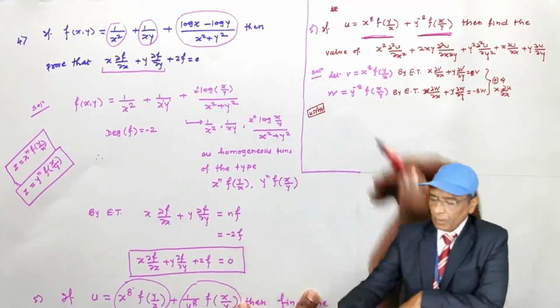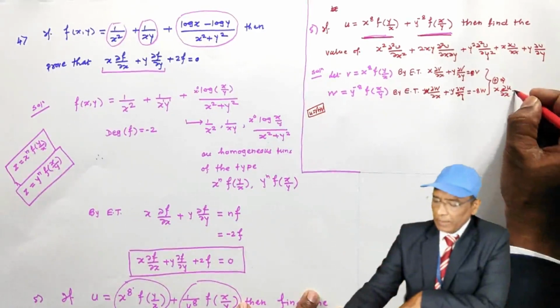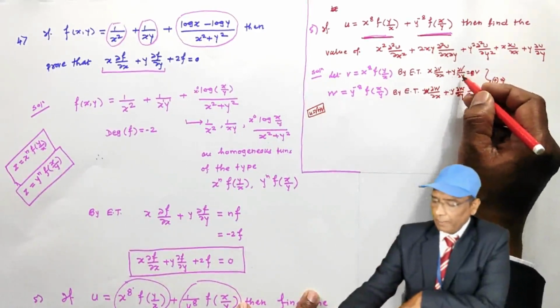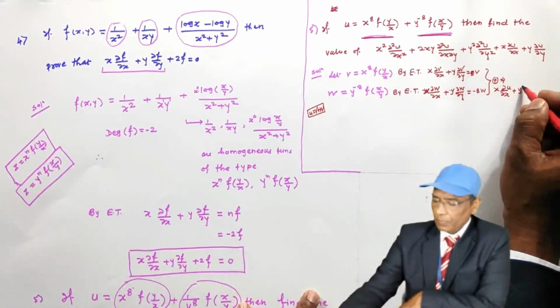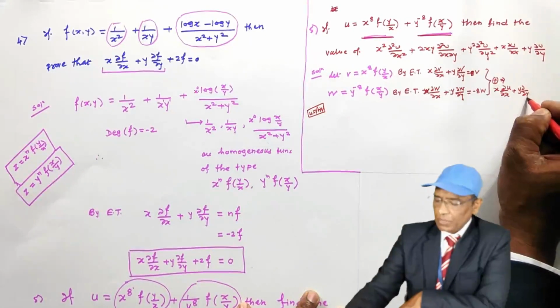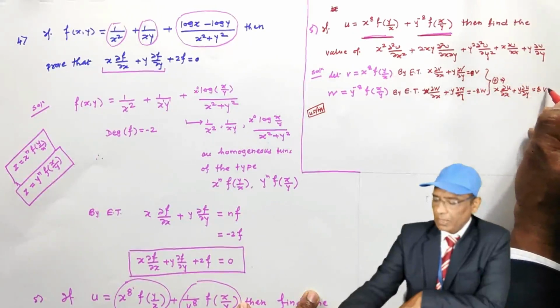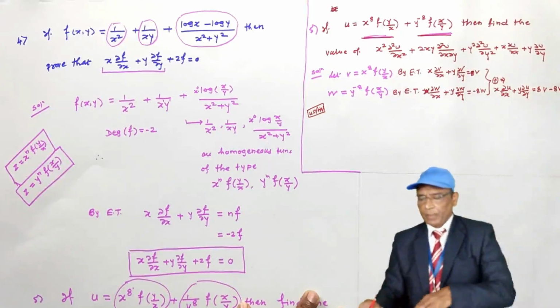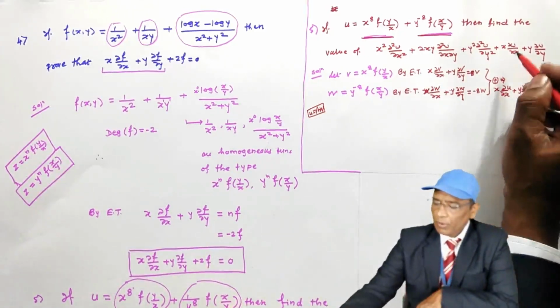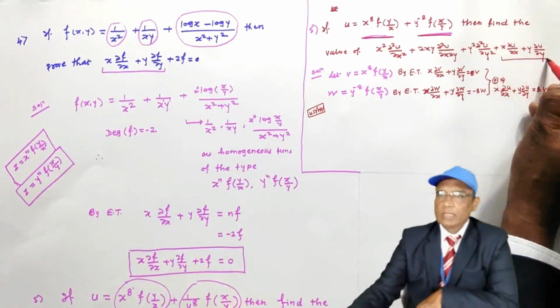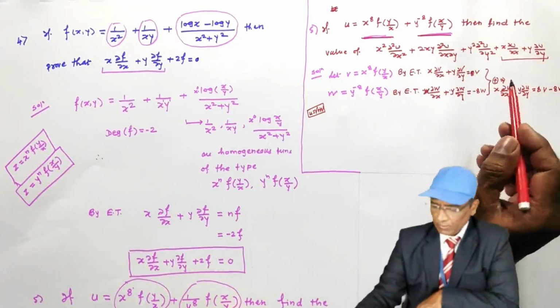Okay. Plus, add these two terms y del y, and v plus w is u. The right hand side is 8v minus 8w. Okay. Means this much component I found, x del u by del x plus y del u by del y.